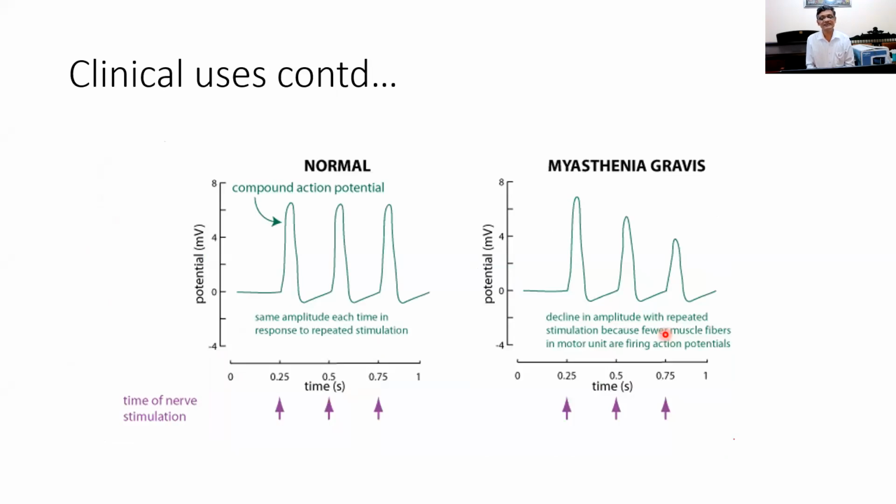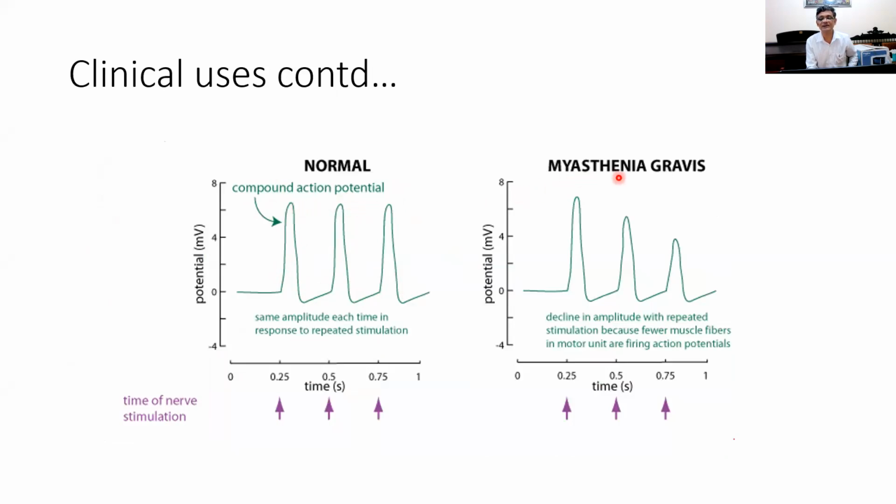Okay, this is another clinical use. You can stimulate the nerve at any place, doesn't matter whether it is proximal or distal, repetitively and record the action potential. So in a normal person, you give one stimulus, you get a compound action potential, you give another one, you get another compound action potential, you stimulate again, you get another. They all look the same amplitude.